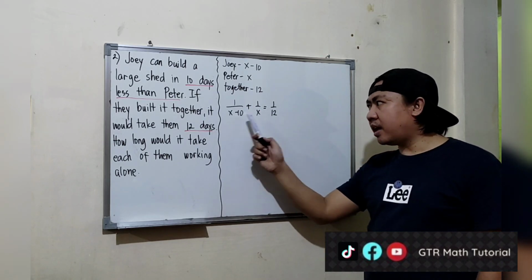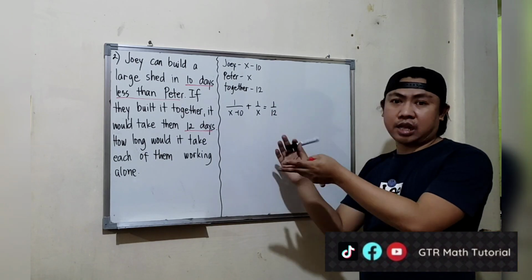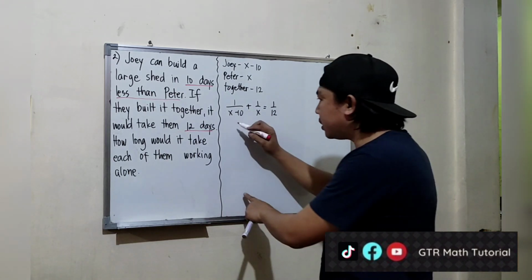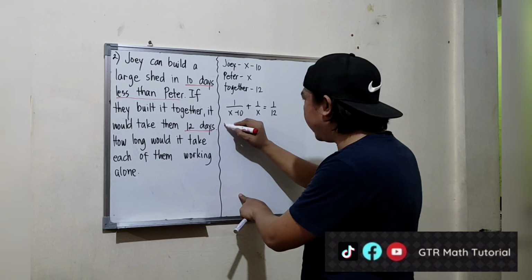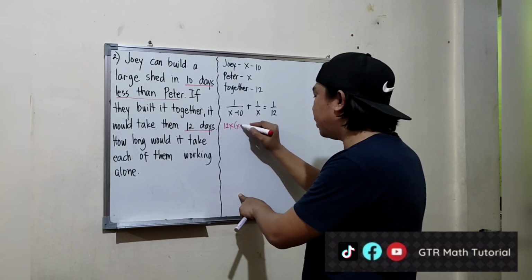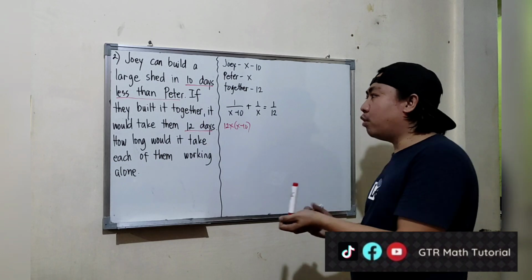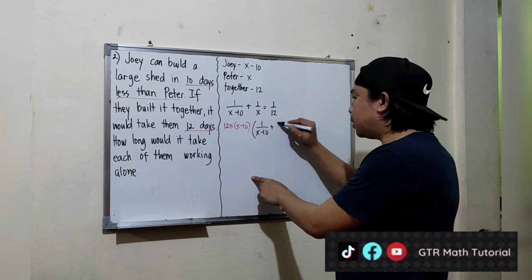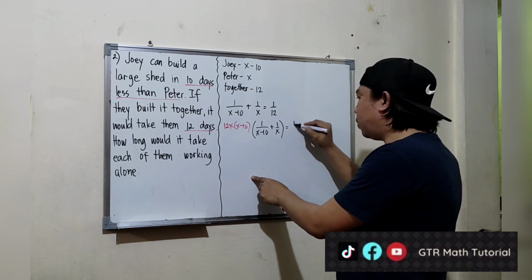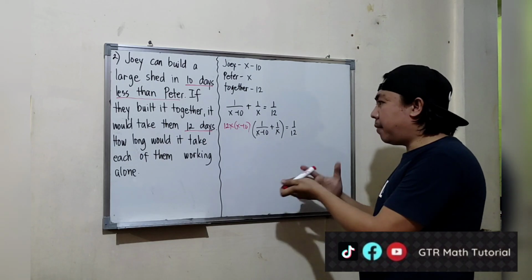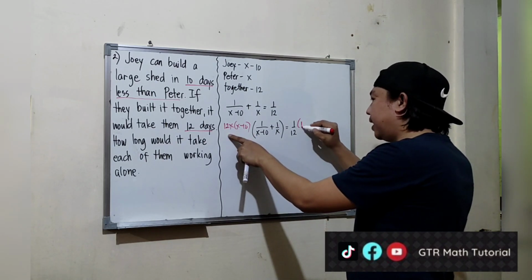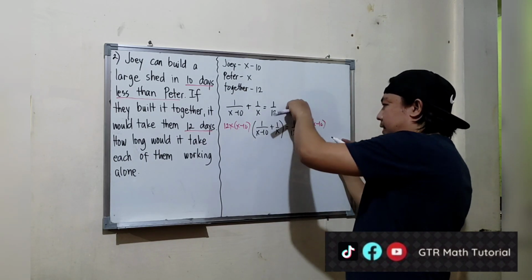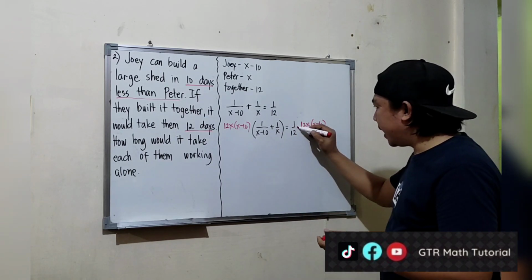The LCD of x minus 10, x, and 12 is just the product of the three. So the LCD is 12x times x minus 10. So we multiply both sides by the LCD. Copy the equation, 1 over x minus 10 plus 1 over x equals 1 over 12, and multiply by the LCD, 12x times x minus 10.